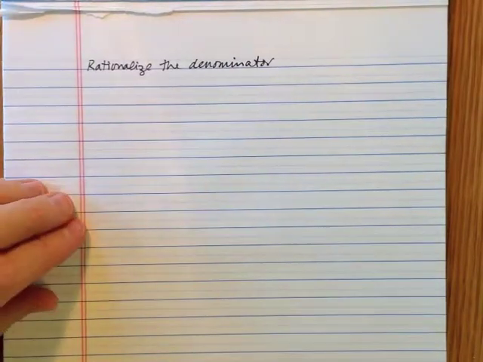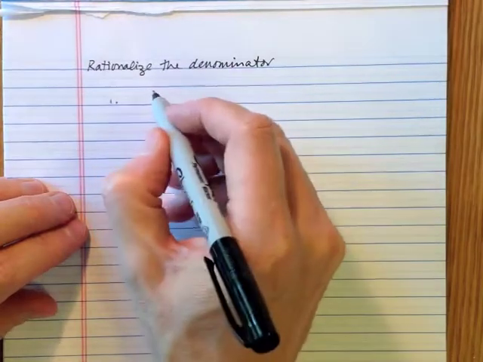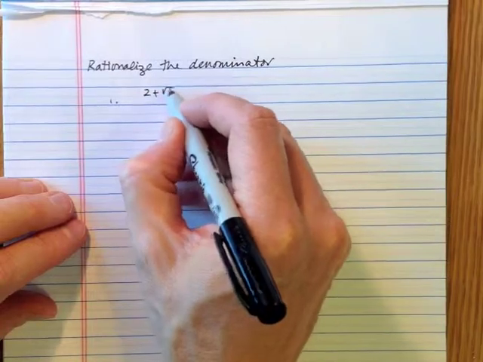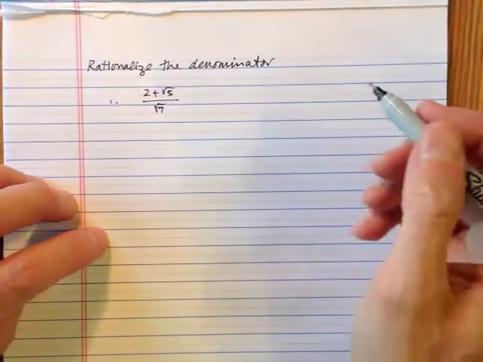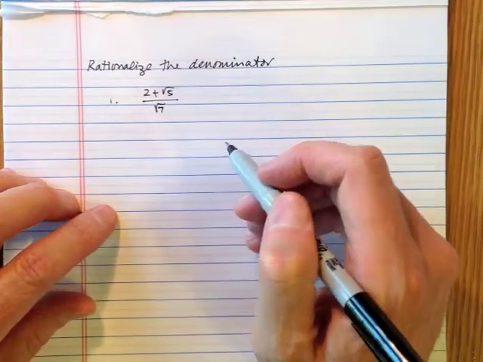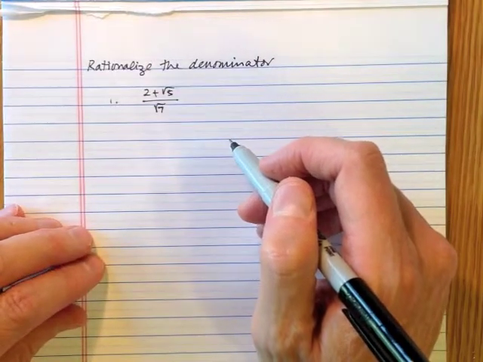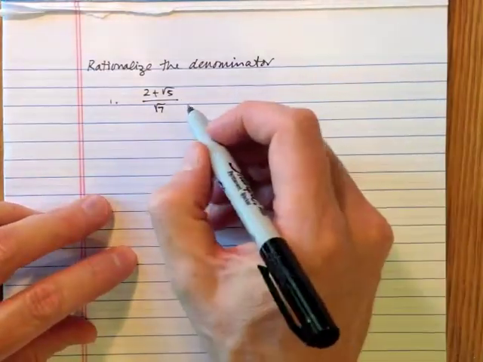One of the things they asked me to do in section 5.8 is to rationalize denominators. And let me give you a couple of examples. Let's say I have 2 plus the square root of 5 divided by the square root of 7. To rationalize the denominator means to rewrite the fraction so that there are no radicals in the denominator. It's not something that we really need to do for practical reasons, but it's a good algebra exercise for the things that are coming up in calculus.